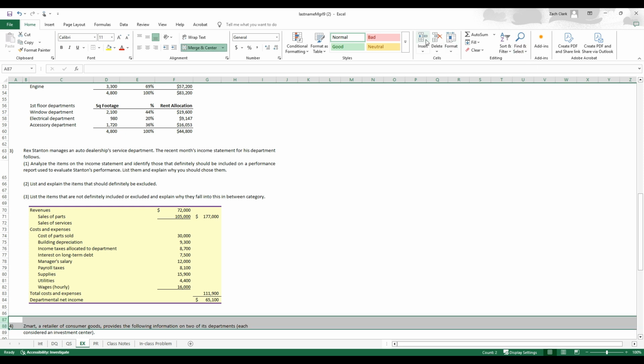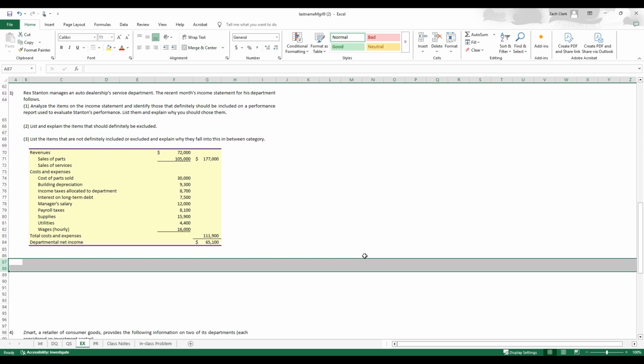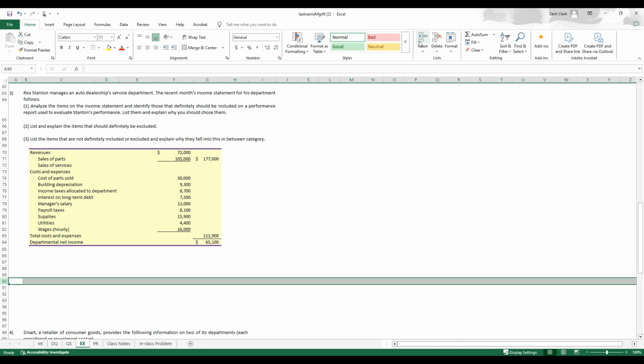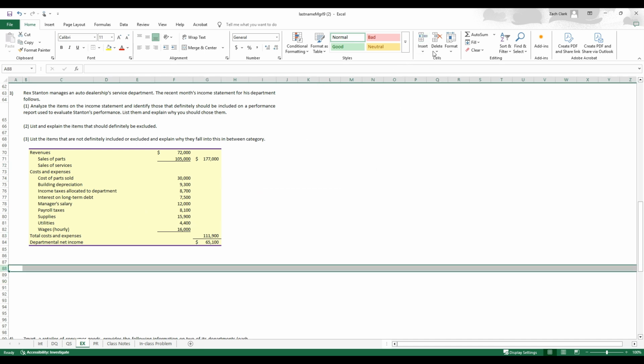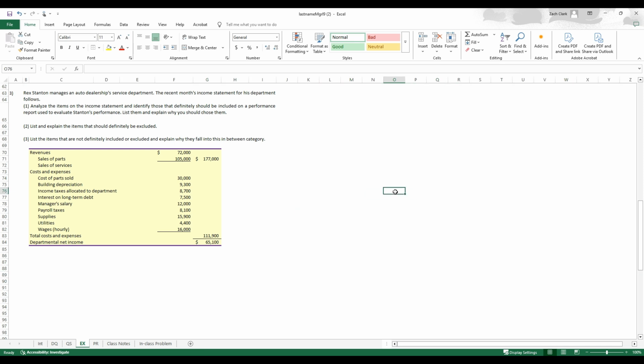These are kind of thinking problems that require a little more subjective analysis as opposed to just bookkeeping, debits and credits, always the same type of thing. Okay, so what does this one say? We're managing an auto dealership service department. We got an income statement. Analyze the items on the income statement and identify those that definitely should be included on a performance report, and then list items that should be excluded. Oh, and then list ones that are kind of in the middle.